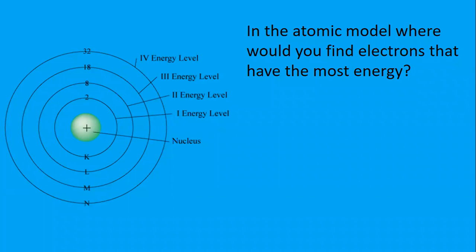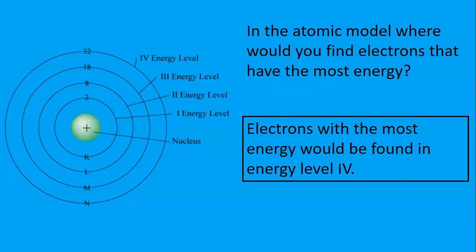So a quick question. In the atomic model, where would you find electrons that have the most energy? That's right. Electrons with the most energy would be found on level 4.